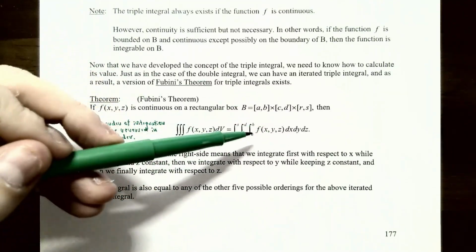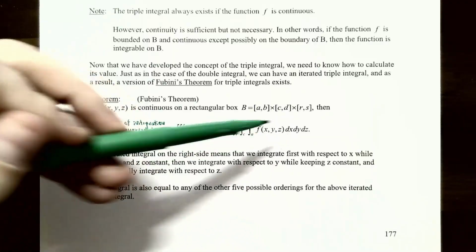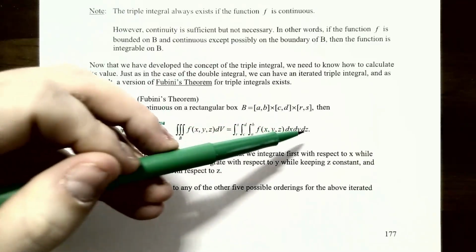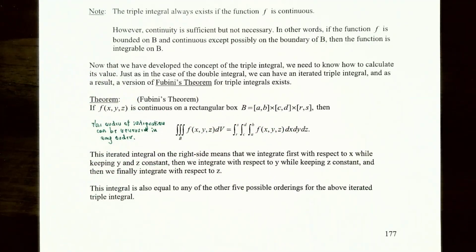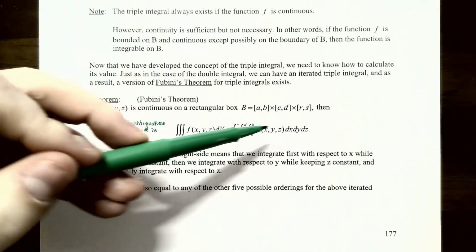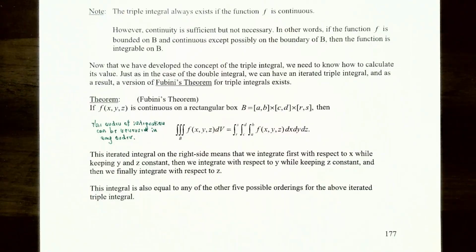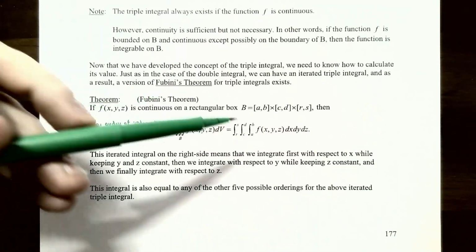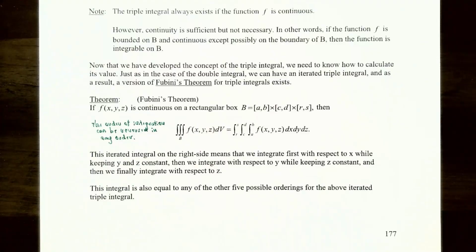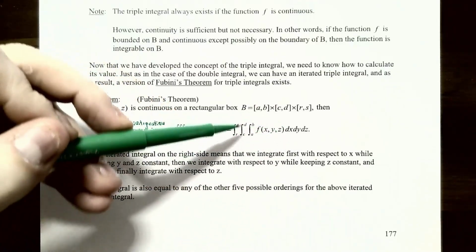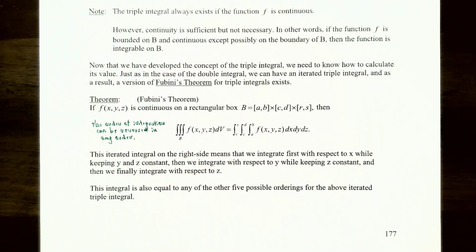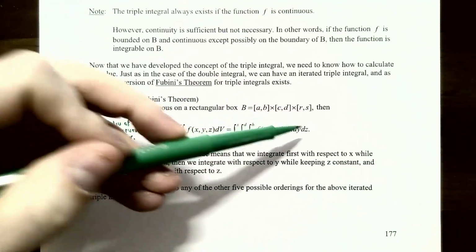In this case, x corresponds to the inside integral, y corresponds to the middle integral, and then z corresponds to the outside integral. To be able to find out what the value of this triple integral is, we first integrate with respect to x, where you treat y and z as constants, and x is the variable of integration. After the first integration, you will have y and z remaining. You integrate now with respect to y, where you treat z as a constant, and then finally you'll integrate with respect to z.